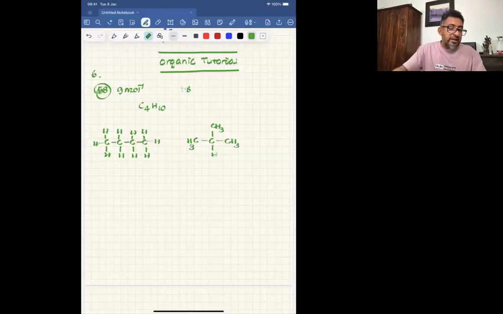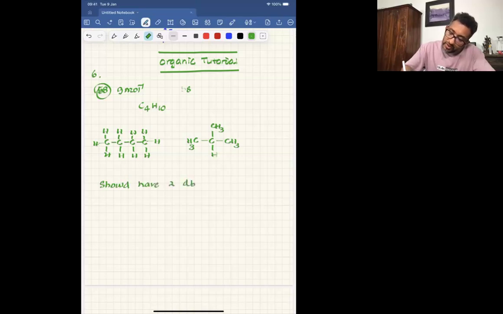1 mole of non-cyclic hydrocarbon B undergoes fully catalytic hydrogenation. It reacts with 2 moles of hydrogen to give 1 mole of A. What is the structure? That means 2 moles of hydrogen means you have to have either 2 double bonds or 1 triple bond, right? Should have 2 double bonds or 1 triple bond.